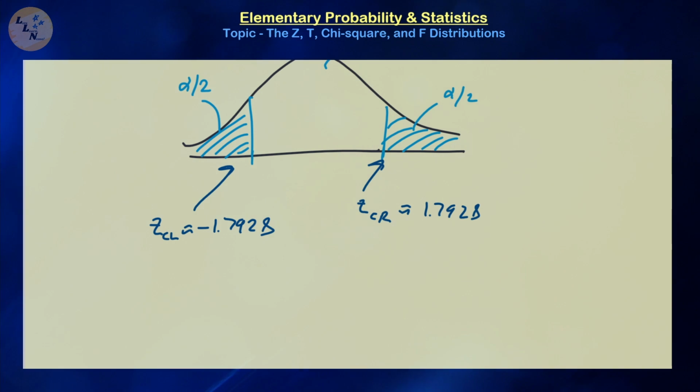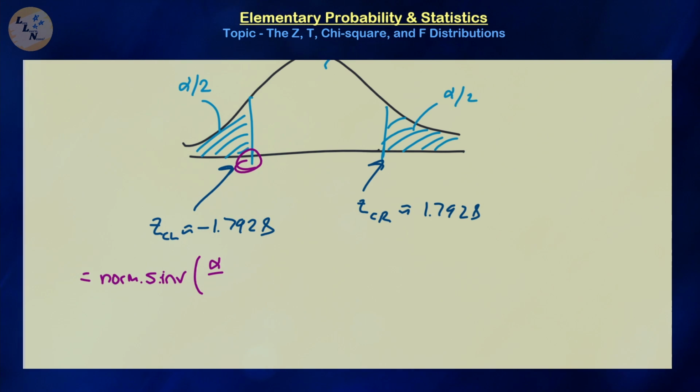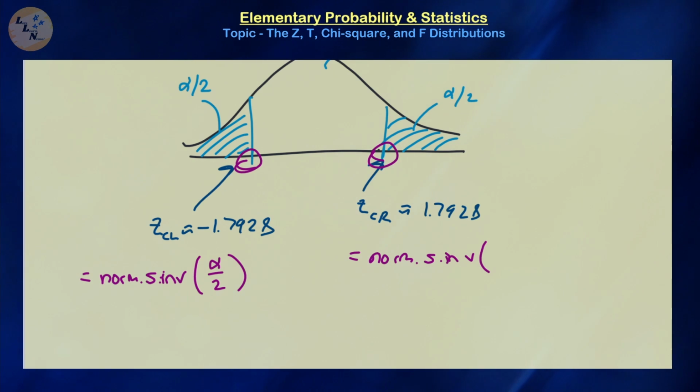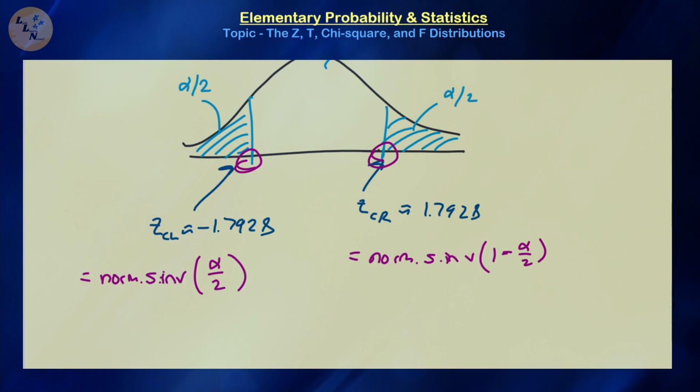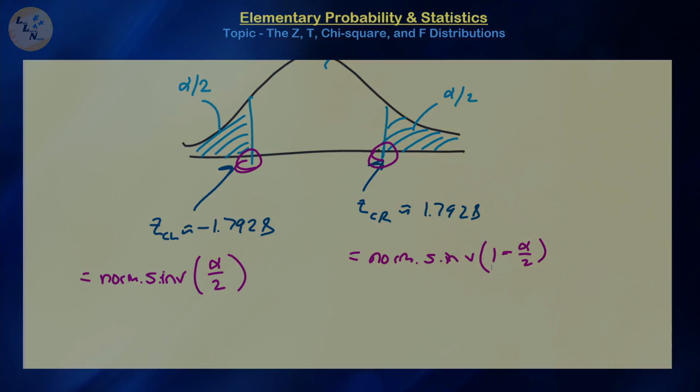So in order to calculate this ZCL value, let's use the same exact colors here just to stay uniform. You could use norm.s.inv of, so what's the area to the left of ZCL? That's going to be alpha over 2. And for this value, that's going to be equal to norm.s.inv. And what's the area to the left of ZCR? That's going to be 1 minus the area to the right of it. So 1 minus alpha over 2 for that right critical value for the Z distribution. So that is how you can calculate critical values associated to a Z, or standard normal distribution.